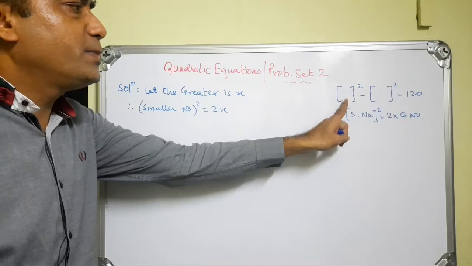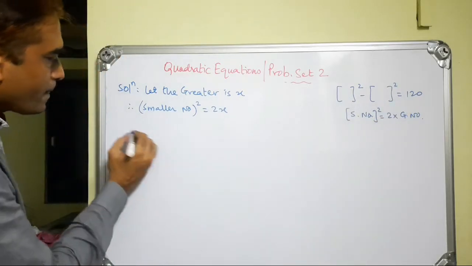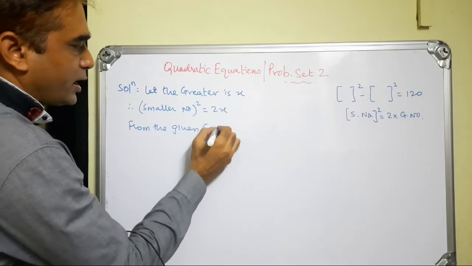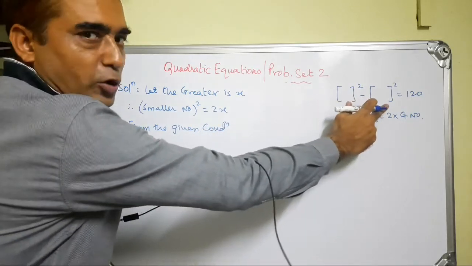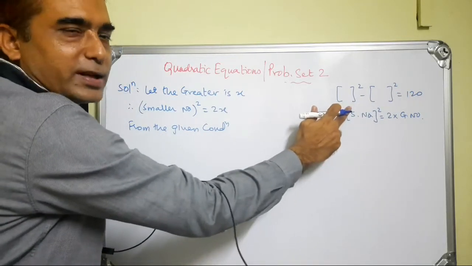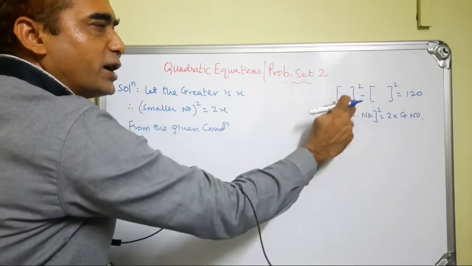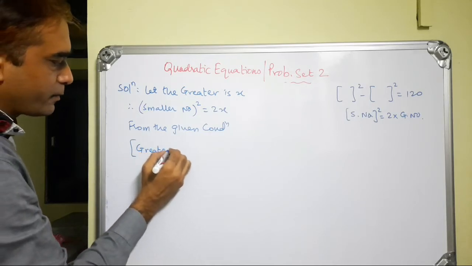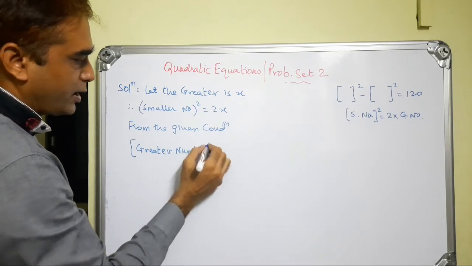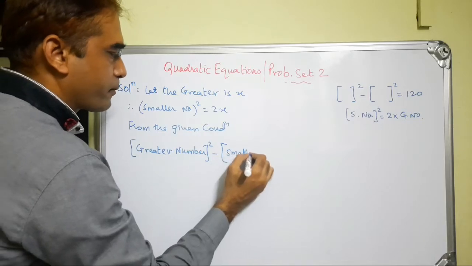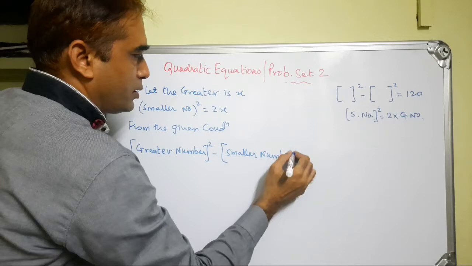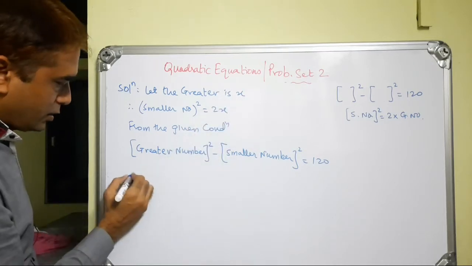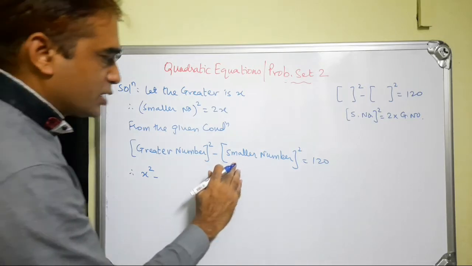Okay, now the difference between their squares is 120. From the given condition, greater number square minus smaller number square will be 120. It won't be that subtracting the greater number square from the smaller number square gives 120, so we subtract the smaller number square from the greater number square. So greater number square minus smaller number square equals 120. Now the greater number is x, therefore x square minus smaller number square.